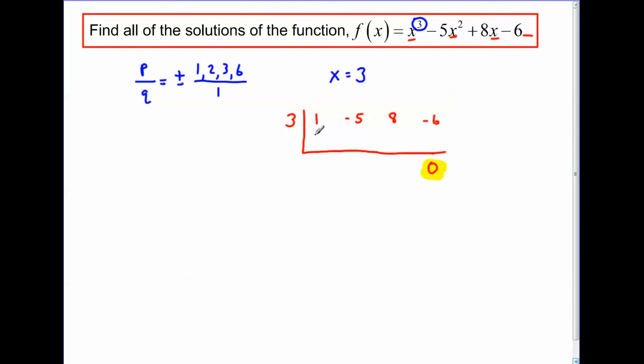Okay, so here we go, synthetic division. Drop down the 1, multiply by 3, gives me 3. Add vertically, -2. Multiply by 3 gives me -6. Add vertically, gives me 2. Multiply by 3 gives me 6. So perfect. All right, so I'm left with x squared minus 2x plus 2 equals 0.